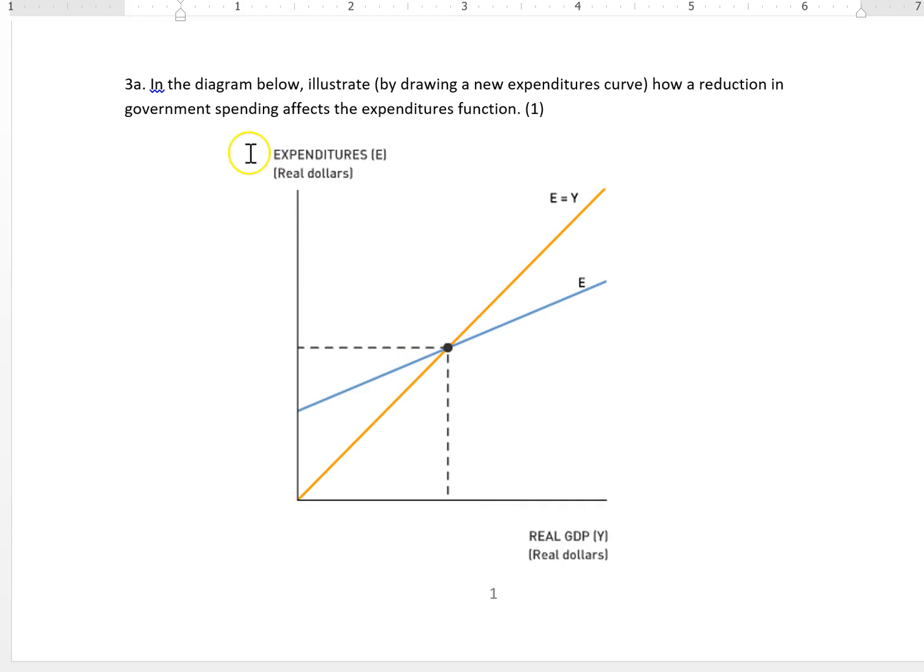So let's go back to this question. In the diagram below, illustrate how a reduction in government spending affects the expenditure function. Well, a reduction in government spending, this is all spending right here.